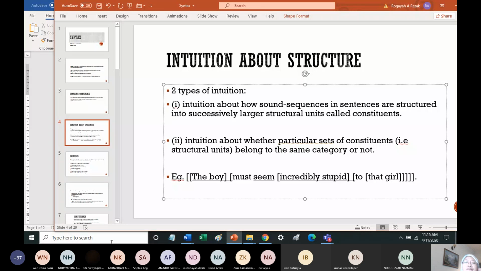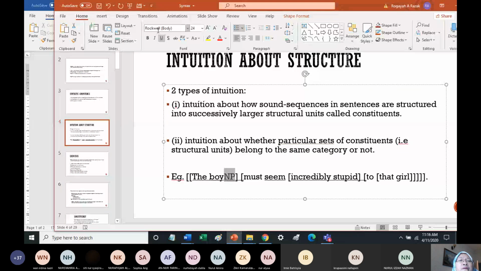Okay. So this is how we actually use our intuition to divide the sentence into its particular constituents. And then we can say, okay, they are now in their constituents, but do they belong to the same category? So I would have to say, okay, the boy is a noun phrase. So I'm just going to put here noun phrase, but I will use my subscript. So the boy must seem incredibly stupid. Seem is a verb, so this is a verb phrase.